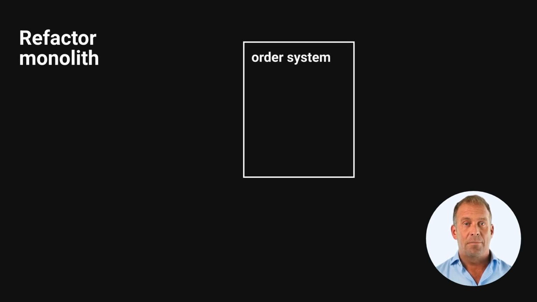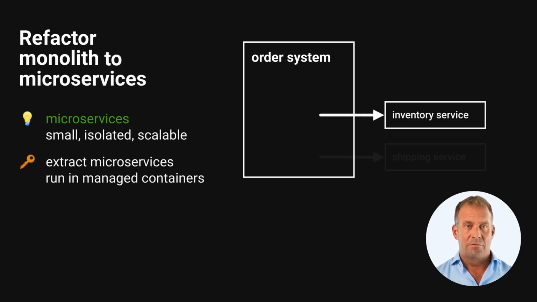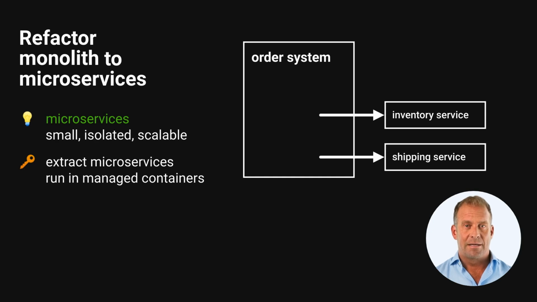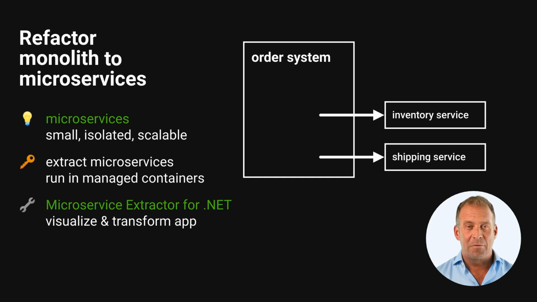You can refactor your monolith application into a modern architecture. For example, let's say you have a big monolith application like this order system. You can extract portions of the app into microservices, each of which performs a single function. Microservices are small, isolated, and independently scalable. It can be a bit of work to refactor, but guess what? That's right, we have a tool to assist you, Microservice Extractor for .NET. It will visualize your app, identify dependencies, suggest microservice candidates, and extract code into separate microservice projects.